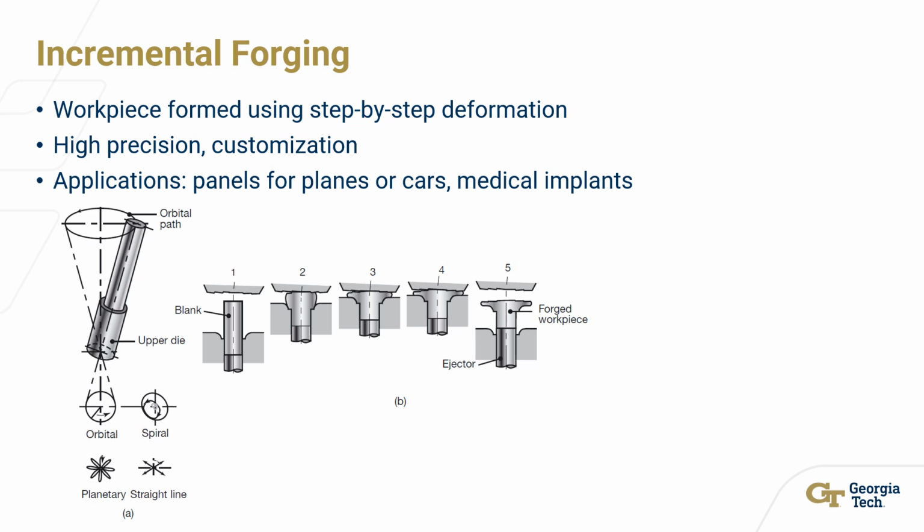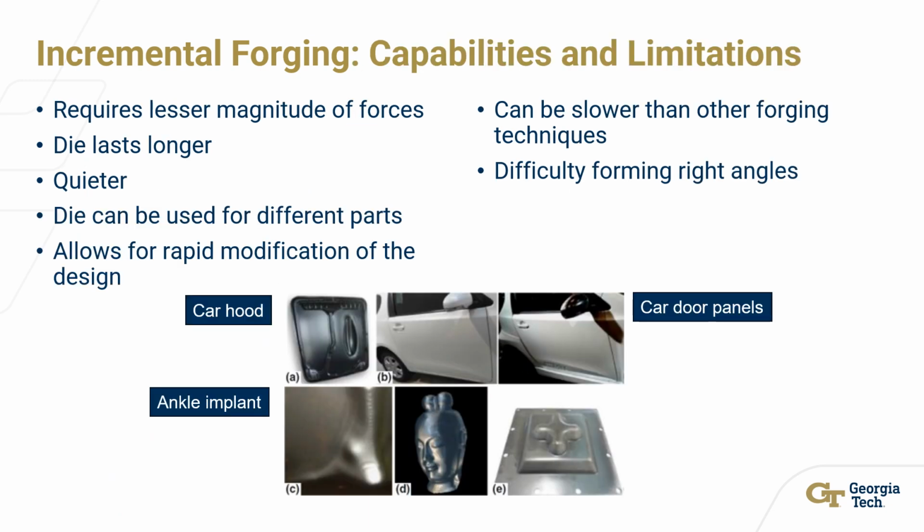Incremental forging has applications in making things out of sheet metal with high precision or customization, such as panels for planes or cars, or highly customized products, such as medical implants. Since incremental forging takes place over multiple steps, the forces applied by the die are lesser in magnitude, which means that the die lasts longer than in other forging techniques, and the operation is quieter.